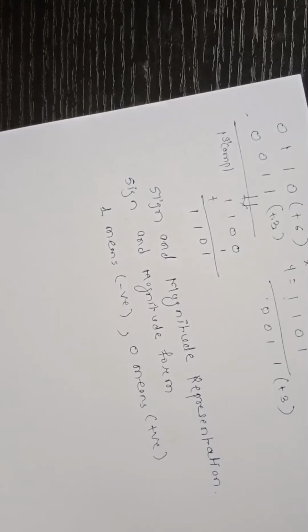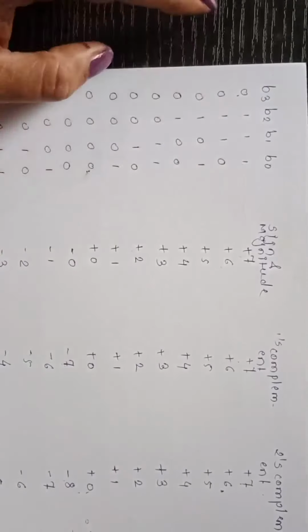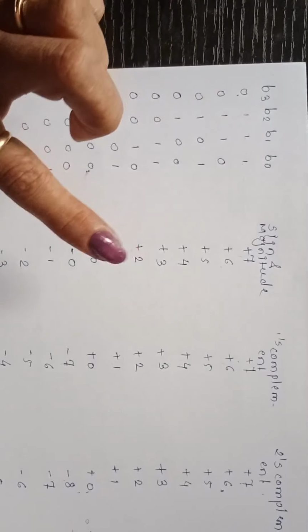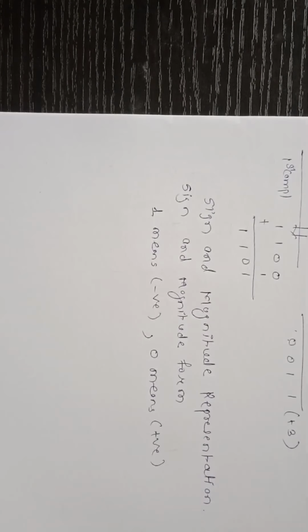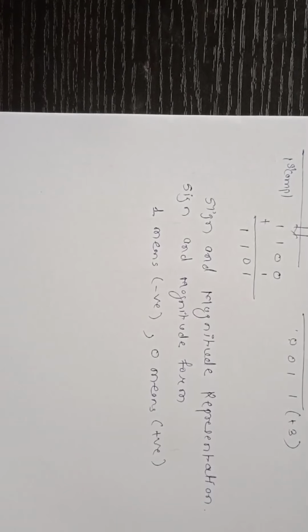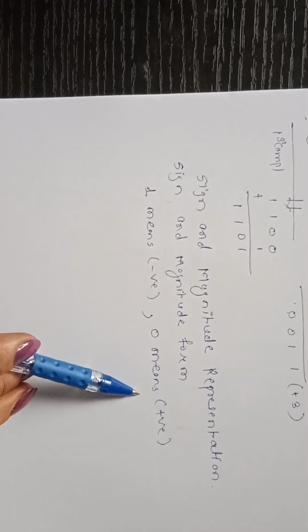As this is sign and magnitude representation, if the leftmost bit is 0, then it is a positive number. If the leftmost bit is 1, then it is a negative number. So sign and magnitude representation follows sign and magnitude form. So 1 means negative and 0 means positive.